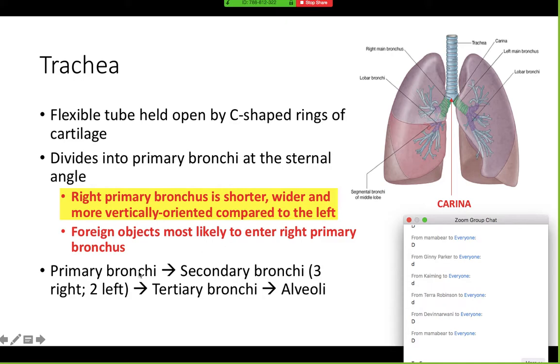The most important thing from this slide is that the right primary bronchus is shorter, wider, and more vertically oriented compared to the left. And foreign objects are most likely to enter the right primary bronchus. This was a question on our written exam last year, and also a question on our cumulative anatomy exam. So it's something that you really want to know.